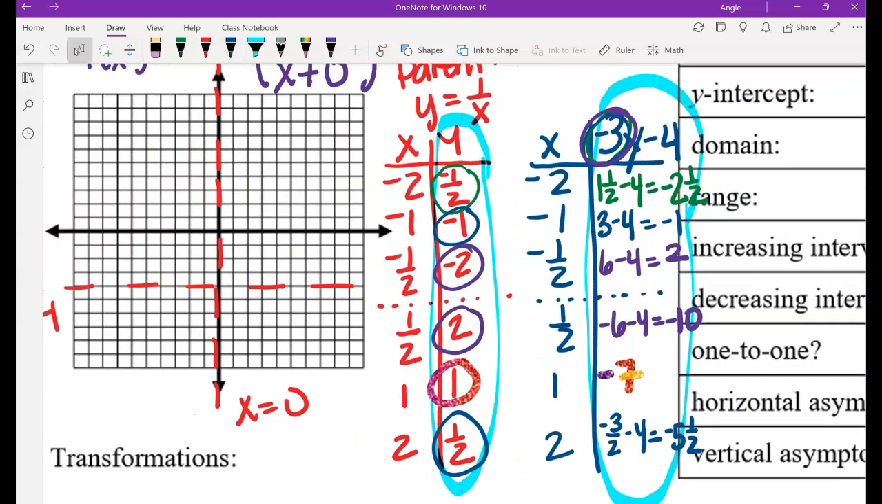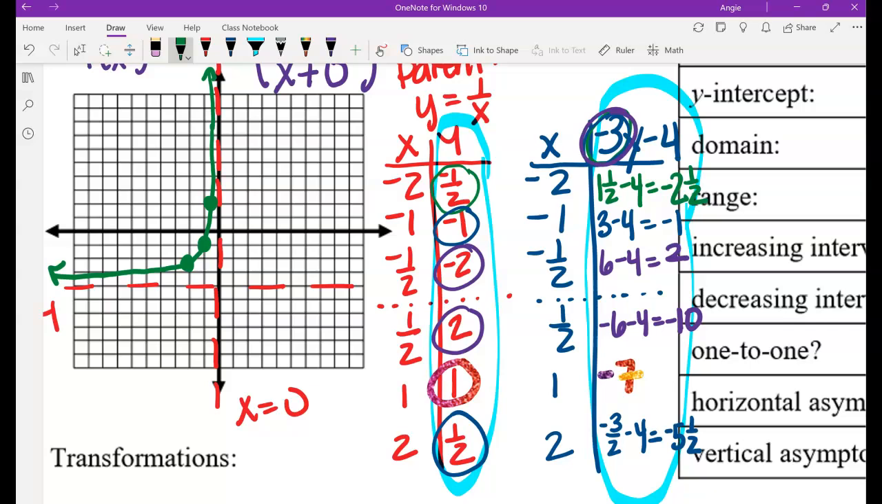All right, let's plot these. Okay, negative 2 goes with negative 2.5. So negative 2 is on the left, negative 2.5. It's right there. Negative 1, go down to negative 1, which is right there. Negative half, we're going to go up to 1 and 2. Remember, the asymptotes are there to guide us along, just like that. If you miss your dots, make them super big.